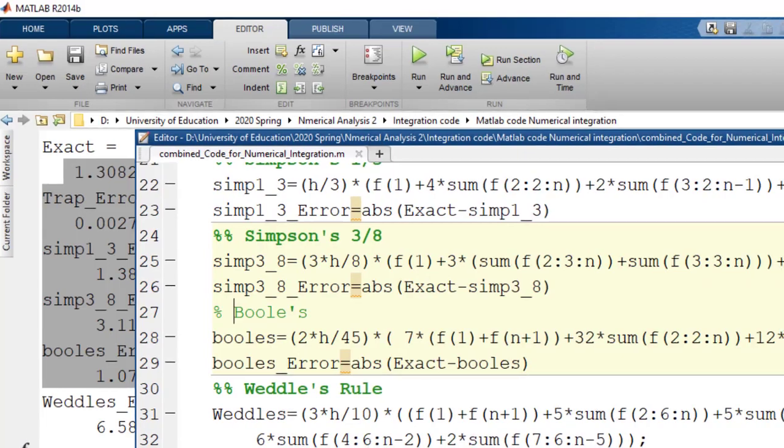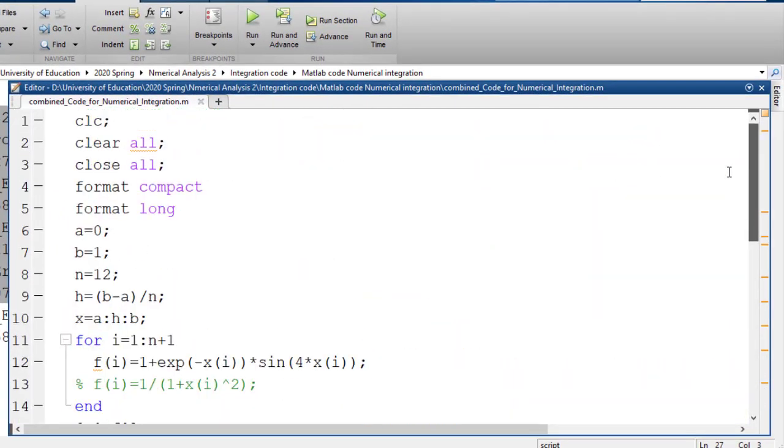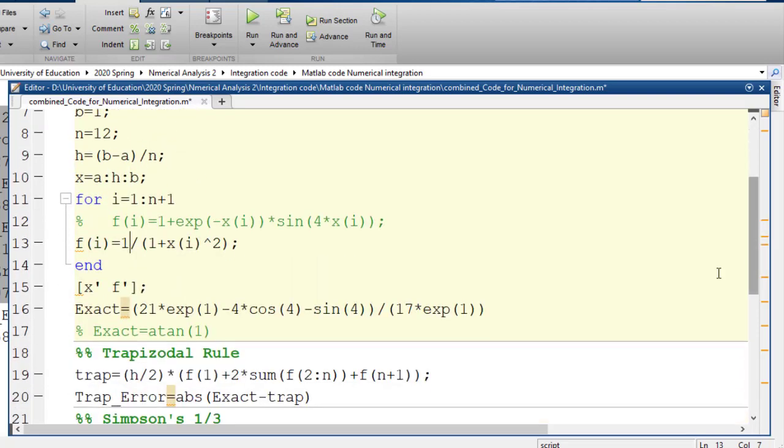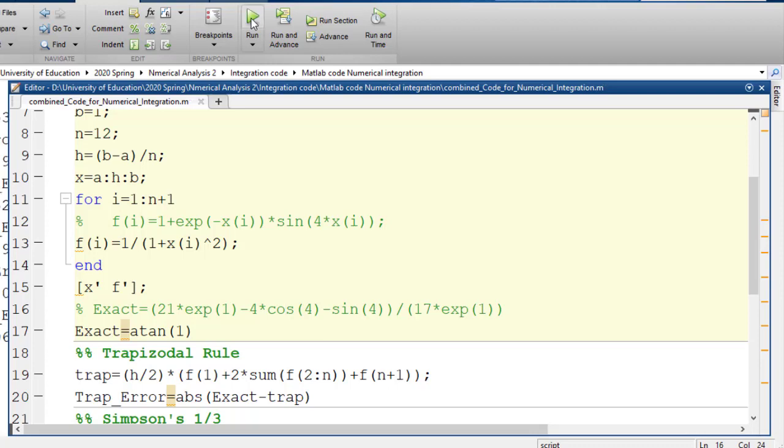Now we will come to the next example. For the next example, the domain is 0 to 1, n is equal to 12, the function is 1 over 1 plus x square, and the exact solution is tangent inverse of 1. So now we execute it.